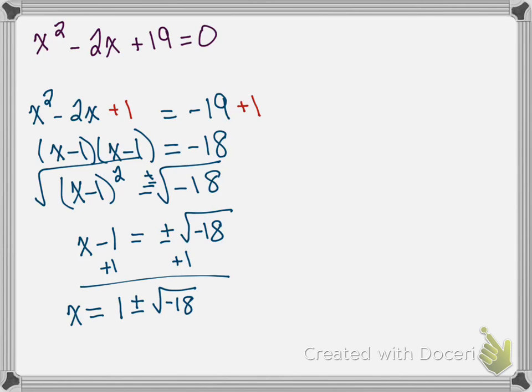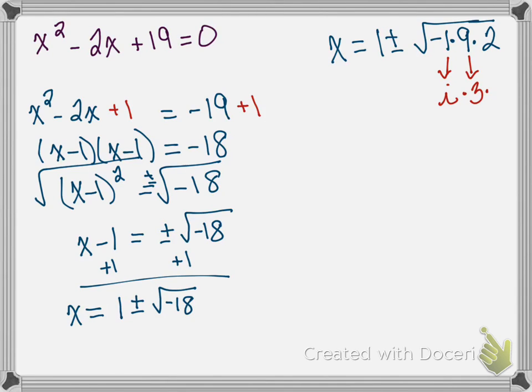We see that there's a negative in there, so we're going to have to bring that i out. Okay, but when I do that, what else is in negative 18 other than just the negative 1? A 9 and 2. Good, very good. Okay, so my negative 1 becomes i. What does the 9 become? 3, because they're taking the square root of 9.